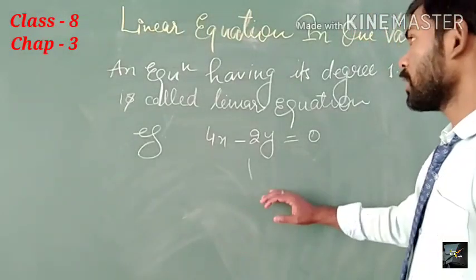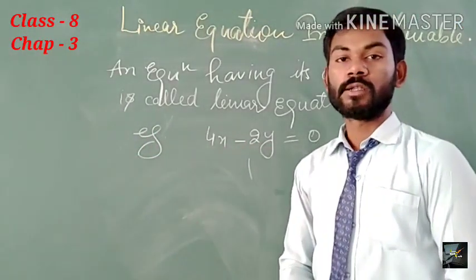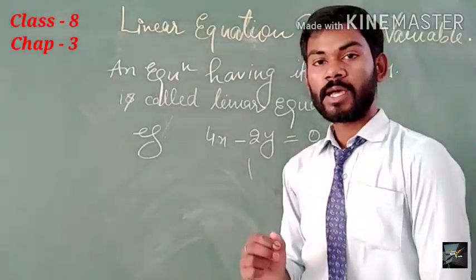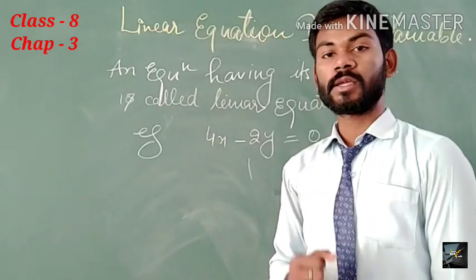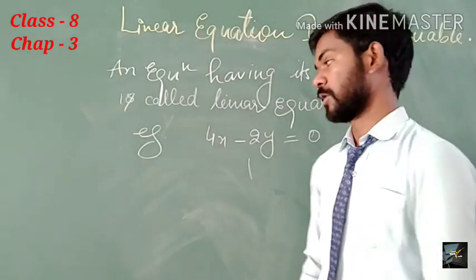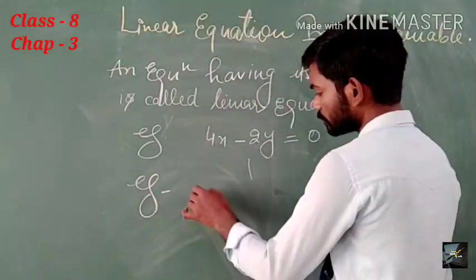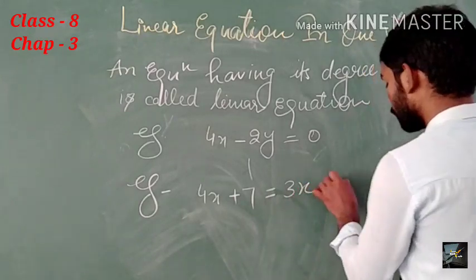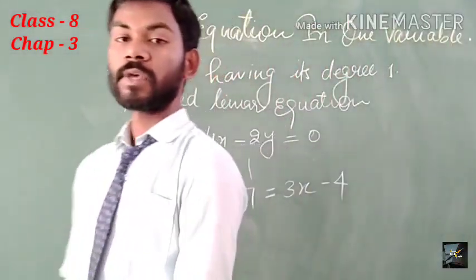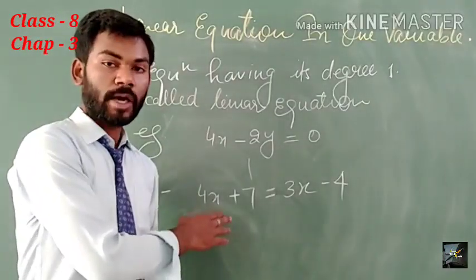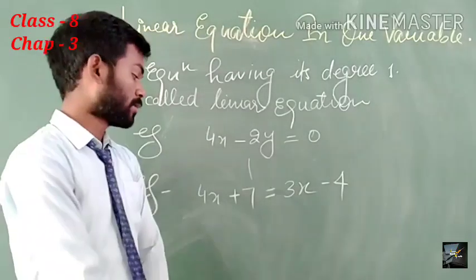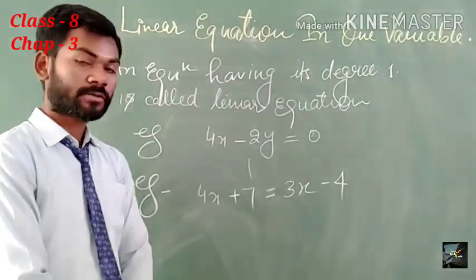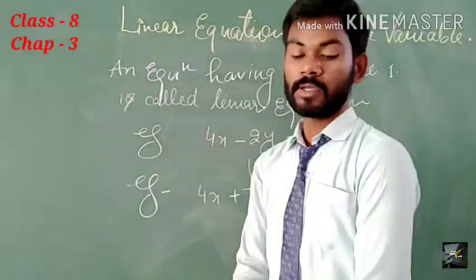Next, when is a linear equation called a linear equation in one variable? The answer is, if a linear equation has variables of the same kind, then it is called a linear equation in one variable. For example, 4x plus 7 is equal to 3x minus 4. In this equation, we can see that the variables are of the same kind, so this equation is called a linear equation in one variable. I hope that the definition of linear equation in one variable is clear.